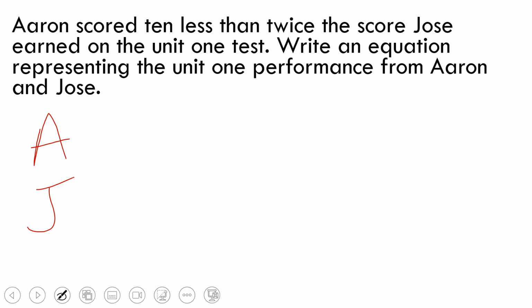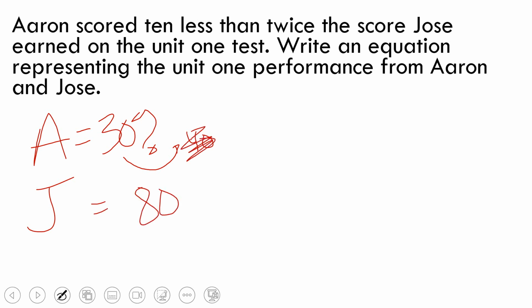Let's say it's on a normal test, you can get up to 100%. Let's come up with a low number. Let's go with 30% this time. So Aaron scores a 30%. All right, now what does Jose score? Aaron scores 10 less than twice the score of Jose. So 10 less than that. Well, if I bumped up 10, I'd be up to 40. And then what's twice 40? Twice 40 is 80.